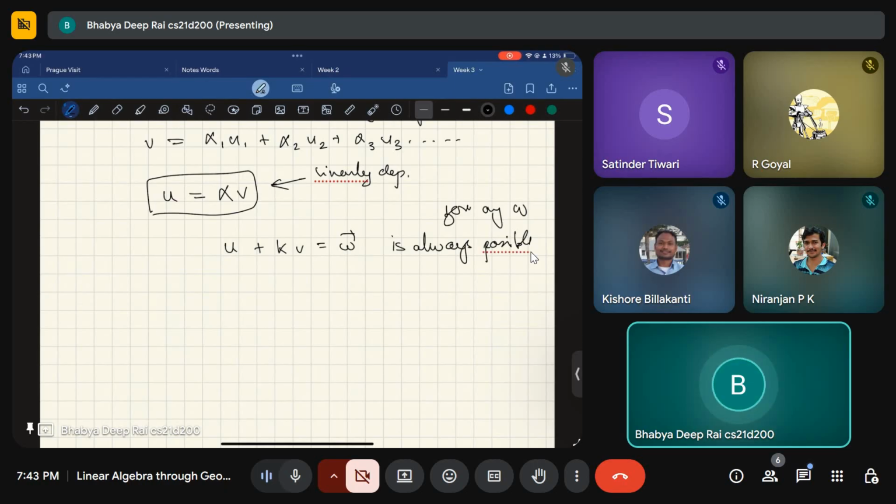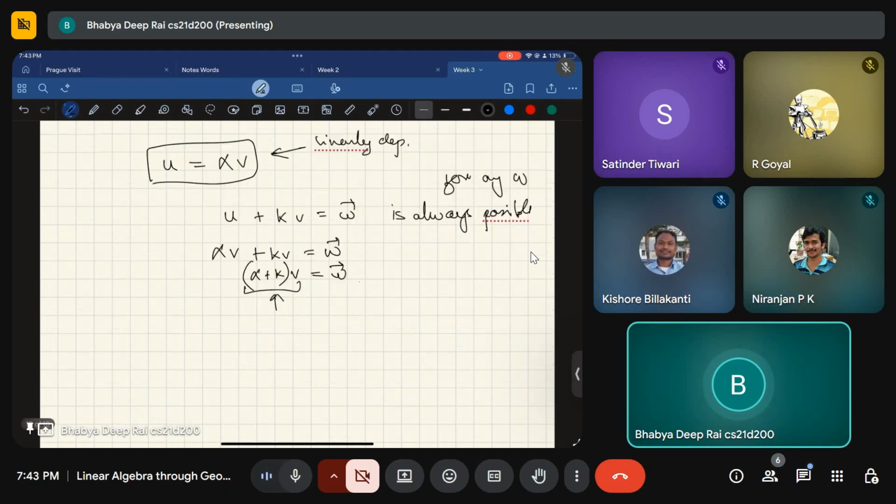Why? Let's first look at it algebraically. If I put this as alpha v plus kv equals w, then what do you get? You get w equals alpha plus k, times v. What you get is that this resulting vector will also be linearly dependent.